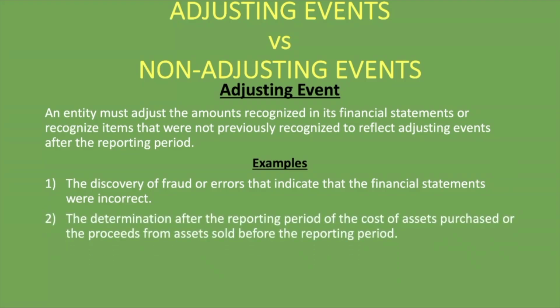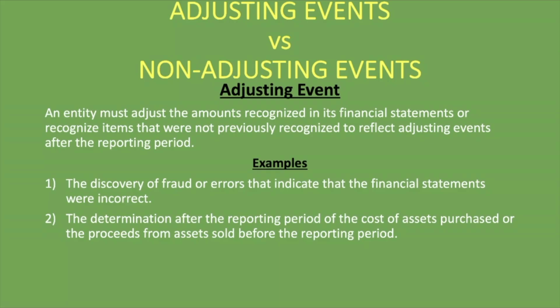Another example we have is the determination after the reporting period of the cost of assets purchased or the proceeds from assets sold before the reporting period. So let's say our year end is 28 February and we are authorizing our financial statements for issue on the 31st of May. And in March of that same year, we learn of the cost of the assets that we purchased or the proceeds from assets sold before the reporting period. Then we have to make adjustments to our financial statements.